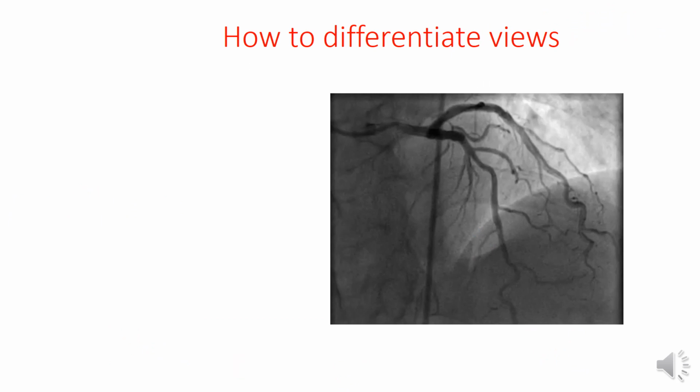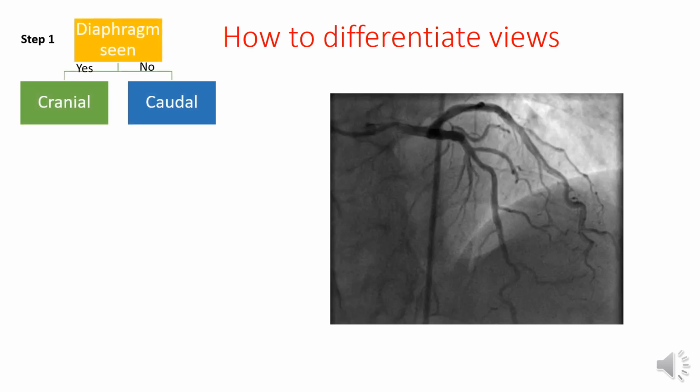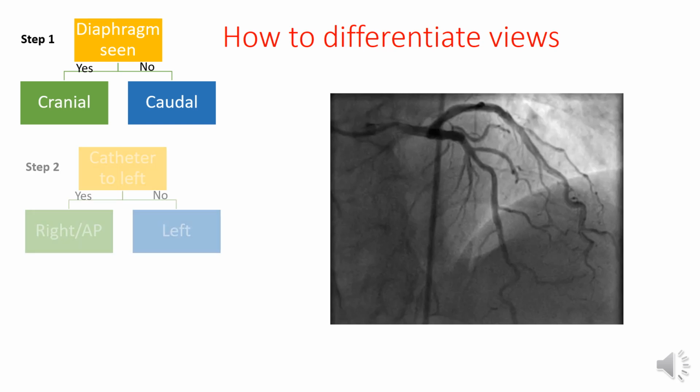So how to differentiate all these views? We have a classic teaching method which depends on anatomical markers like the diaphragm. If you see the diaphragm in the pictures, this means that we are looking from the head side of the patient, or the cranial side of the patient. So when I see the diaphragm, most probably it is a cranial view.